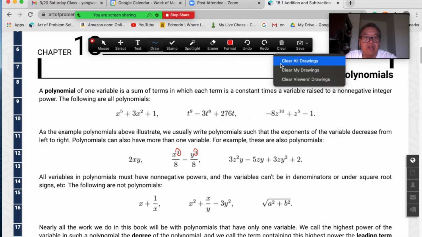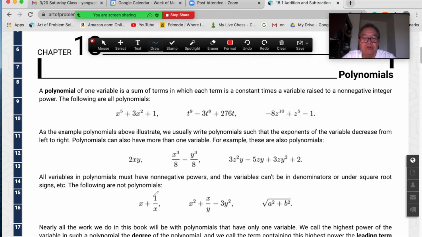exponents of the variable to be non-negative. Like this kind of function, they are not polynomials. Because see, this variable, the power actually is -1. This one is also -1. This one, the power is a squared plus b squared, then power 1/2. Because of this 1/2, we cannot call this one a polynomial.